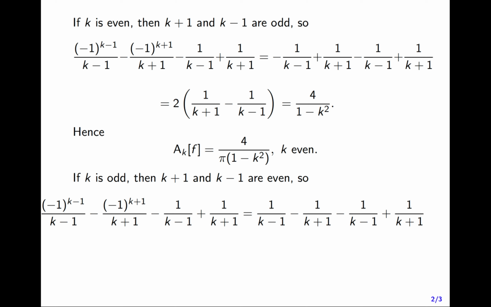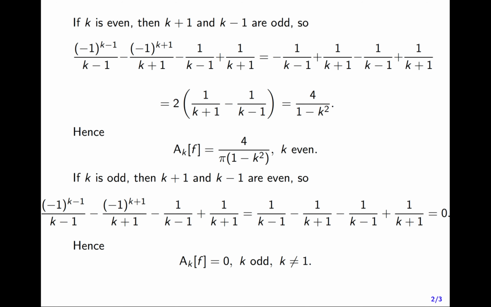Now something nice happens. I have a 1 over k minus 1 and a minus 1 over k minus 1. They cancel. I have a minus 1 over k plus 1 and a 1 over k plus 1. They cancel. So I squeezed in my equals 0 here. And so what does this say? If k is odd and k is not equal to 1, then the Fourier cosine coefficient for f is equal to 0. Obviously, in what I've done here, I can't do it automatically for k equals 1 because then I'd be dividing by 0.